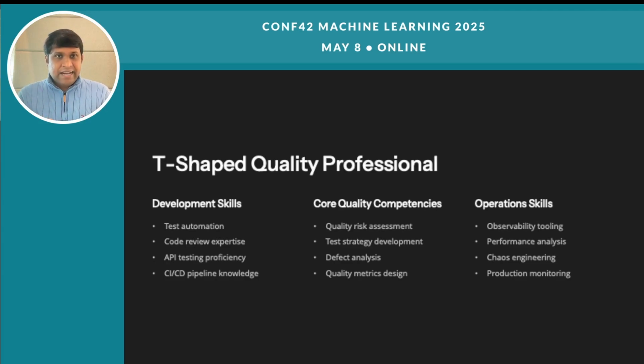But what we are talking about is if somebody can have the breadth, right, from an operational excellence standpoint or site reliability standpoint or observability standpoint, on the other side, they know all the tools available in the market and what specific task or target problem they're solving. The same thing on the development side, right? What are the tools available? What can be done for the quality side of things, right? If you see the core quality competence, they have quality risk assessment or test strategy development or defect analysis or quality metrics design, or from the operations skills side, observability tooling or performance analysis or chaos engineering or production monitoring, right?